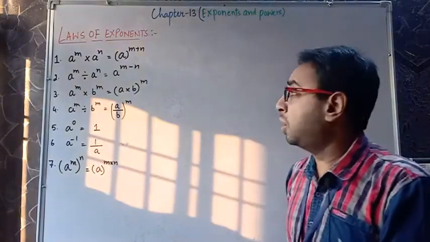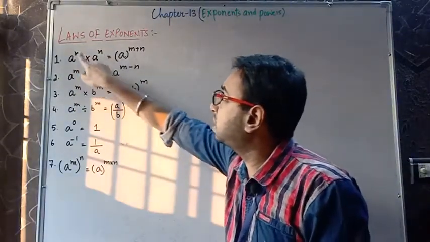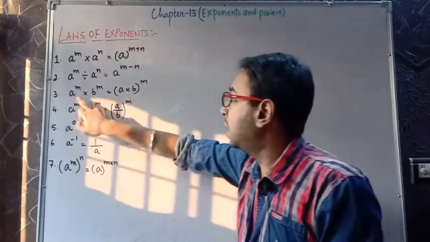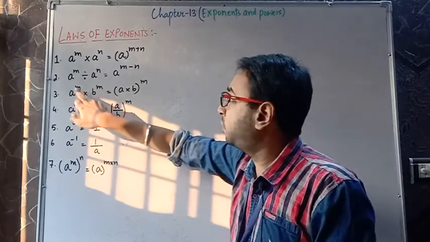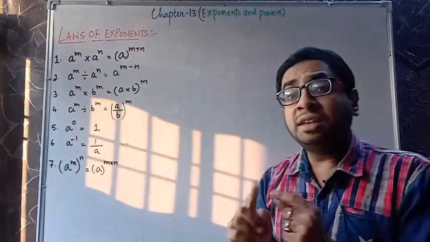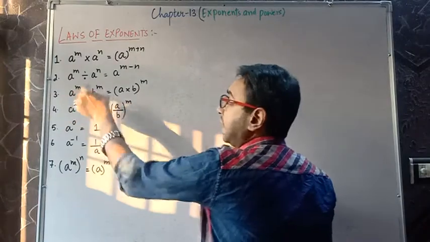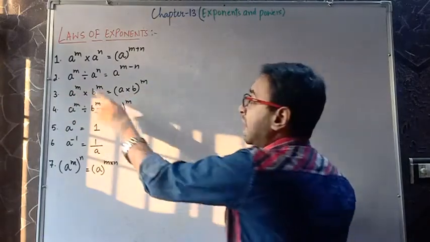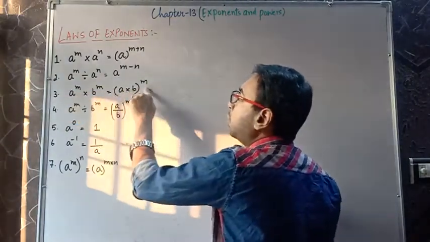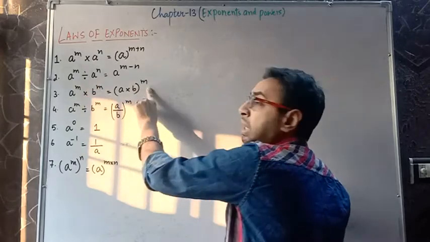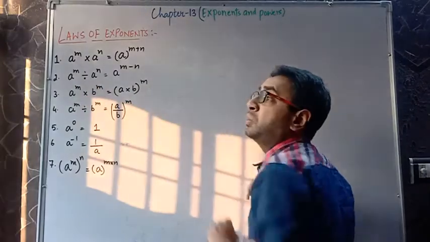Next, see, the third one: a raised to power n multiplied by b raised to power n. What is happening now? In the first case, bases were the same and powers or exponents were different. Right now, bases are different and exponents are the same. In that case, we take the exponent common, and hence a into b whole raised to power n. What we did: exponent common. This is an important rule.